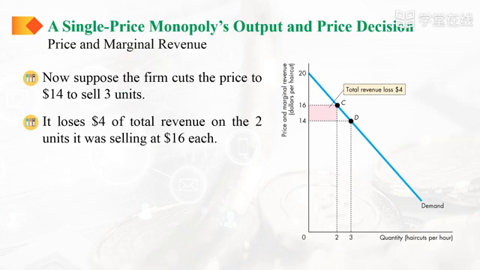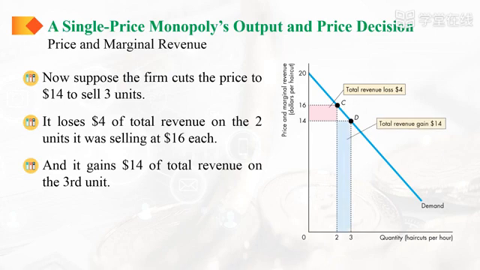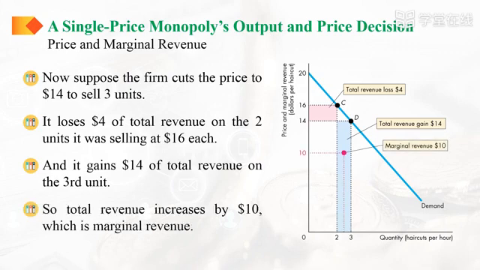Marginal revenue, MR, is the change in total revenue, delta TR, resulting from a 1 unit increase in the quantity sold. For example, if the price falls from $16 at point C to $14 at point D, the quantity sold increases from 2 to 3 haircuts. The total revenue increases from $32 to $42, so the change in total revenue is $10. Because the quantity sold increased by 1 haircut, the marginal revenue equals the change in total revenue, $10, which is less than the price.